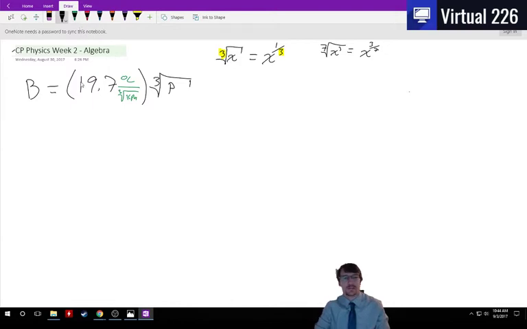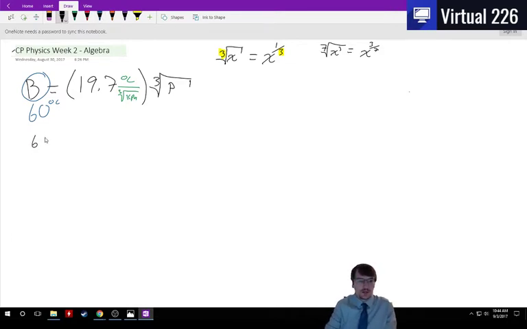Okay. And what we have in this problem is that this boiling point right here, we know that is 60 degrees Celsius. So what we can do here is just plop in a value. So what we'll have is 60 degrees C equals the quantity 19.7 degrees C over the cube root of kPa times the cube root of P. Okay. And so we are solving for this cube root of P here. This is the actual variable we're looking for.